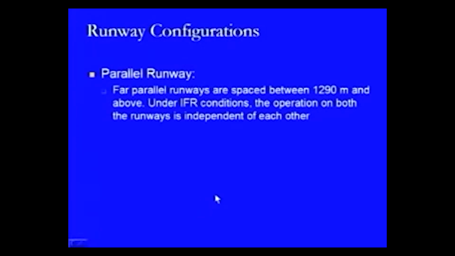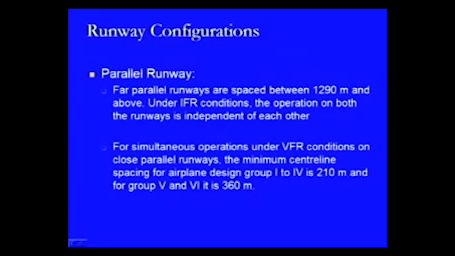Further, in the case of parallel runways, there is another case where the runways may be spaced between 1290 meters and above, and under IFR conditions the operation on both the runways becomes independent of each other. For simultaneous operation in the VFR conditions on the close parallel runways, the minimum center line spacing has to be 210 meters in the group 1 to 4 cases, and 360 meters for group 4 to 6 type of airplane design group.